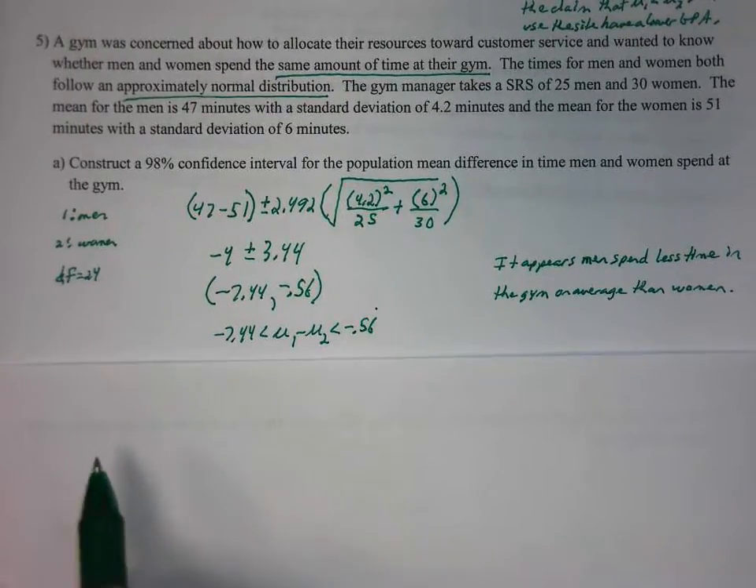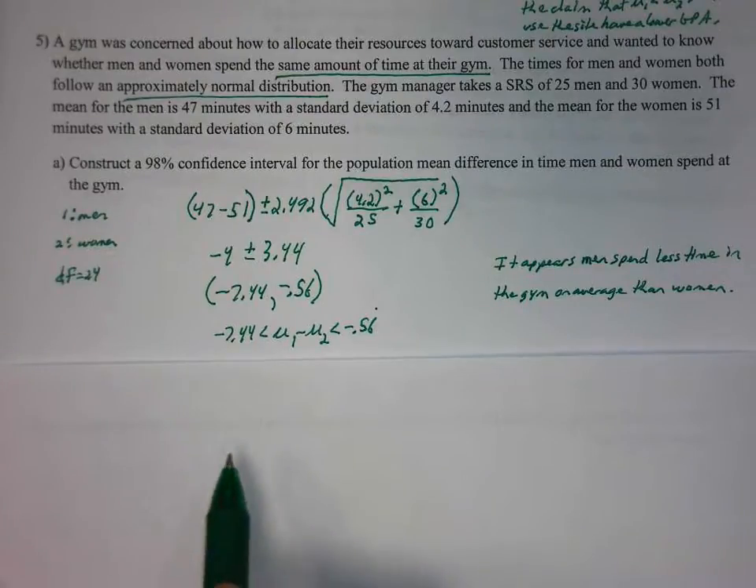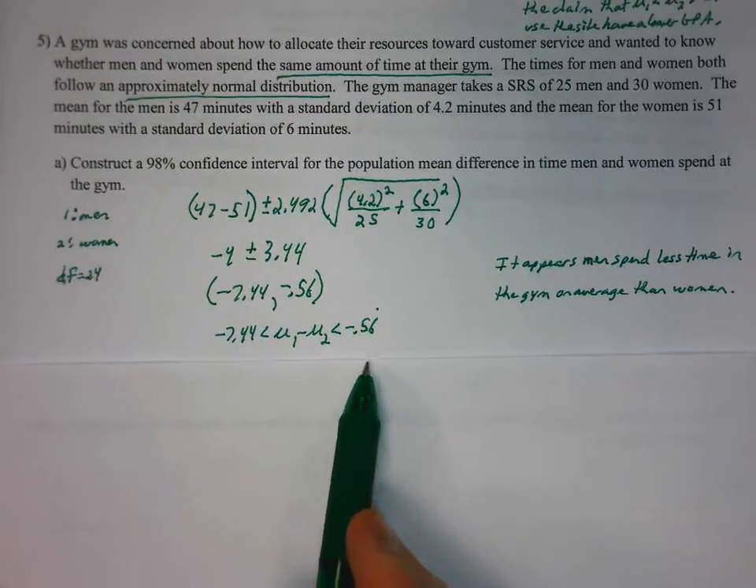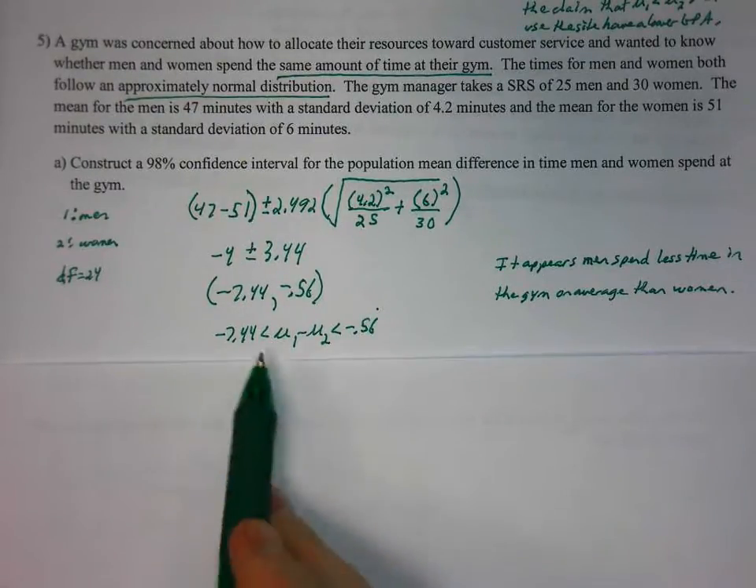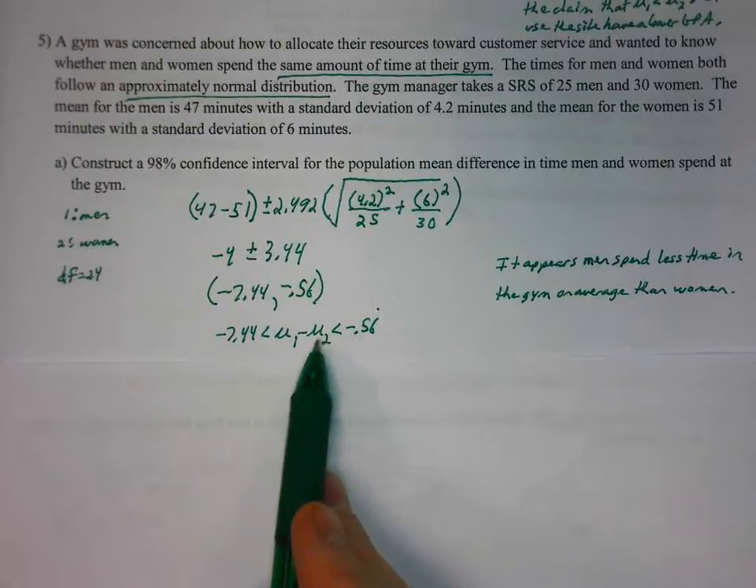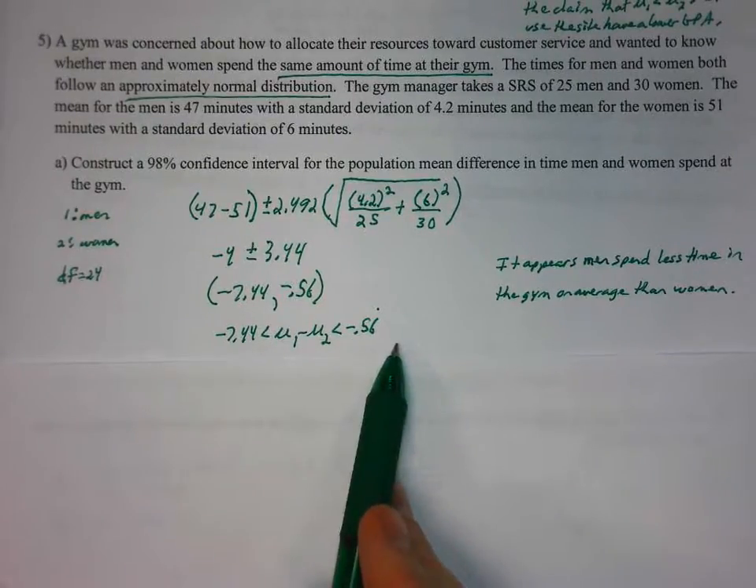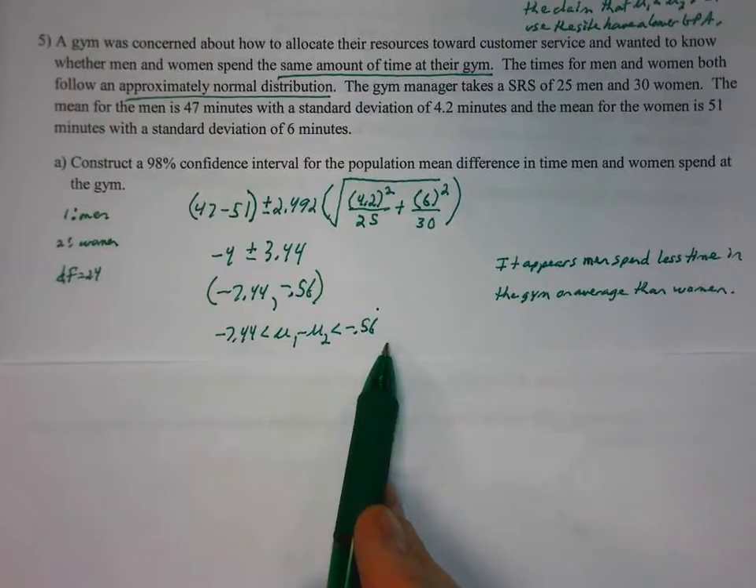If they were both positive, so let's suppose it was positive 0.56 to positive 7.44, then it looks like men spend more time than women. If they're both positive and 0 is not in the interval, that would indicate that men are spending more time than women.